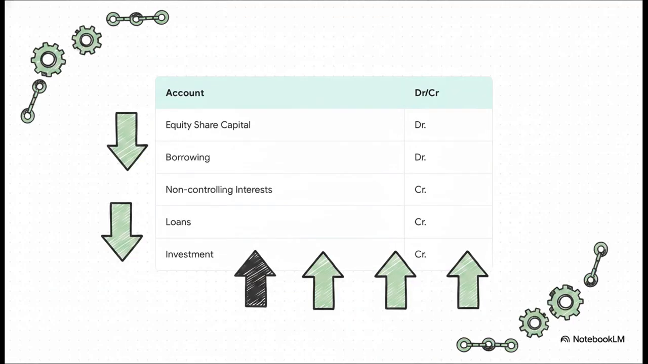Okay, next we tackle the standard entries for the consolidation itself. We debit the equity share capital of Subco account, and we debit the borrowing account, but specifically only to the extent of loans actually given by Holdco. Then we credit non-controlling interests, credit loans, and credit investment. This whole sequence neatly combines the entities while completely stripping out that messy internal overlap.